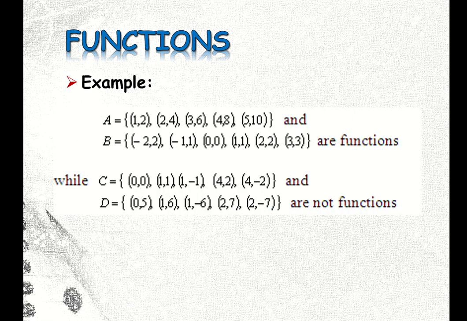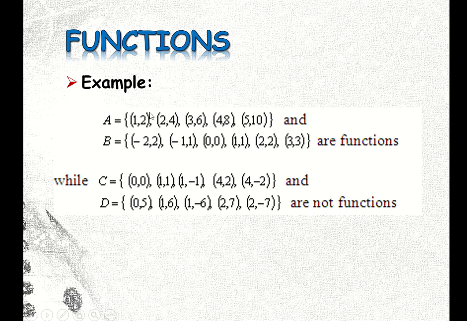For example, we are given here different sets A, B, C, D. If you look at A and B, these are considered functions. Why? There is a one-to-one correspondence. 1 corresponds to 2, 2 corresponds to 4, 3 corresponds to 6, 4 corresponds to 8, 5 corresponds to 10. So there's one-to-one correspondence between the first and second element. We have negative 2 corresponds to 2, negative 1 corresponds to 1, 0 corresponds to 0, 1 corresponds to 1, then 2 corresponds to 2, 3 corresponds to 3.